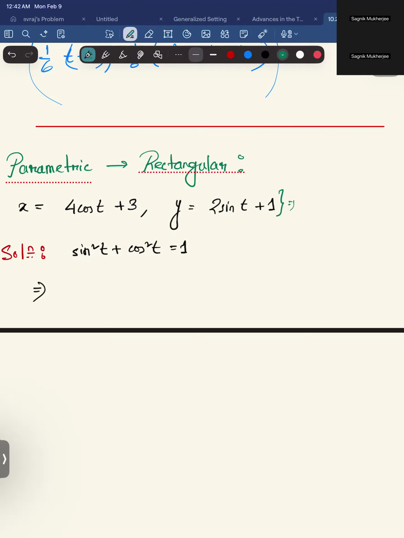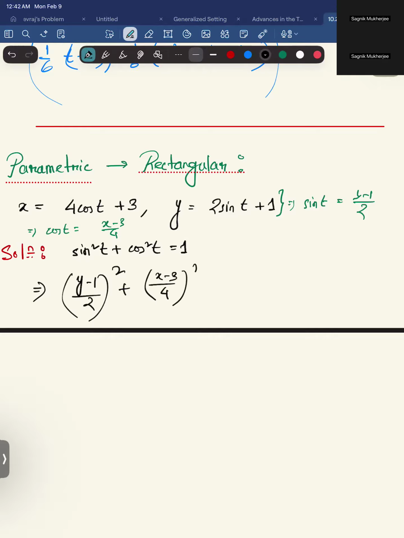Well, this implies sine t is (y minus 1) over 2. And this implies cosine t is (x minus 3) over 4, right? So then sine squared t plus cosine squared t equals 1. Plug in the values, so that means ((y minus 1) over 2) whole squared plus ((x minus 3) over 4) whole squared equals 1. And that's it. That's your rectangular equation for x and y. And you can see that this is nothing but an equation of an ellipse, right?